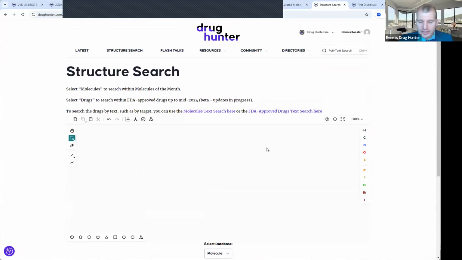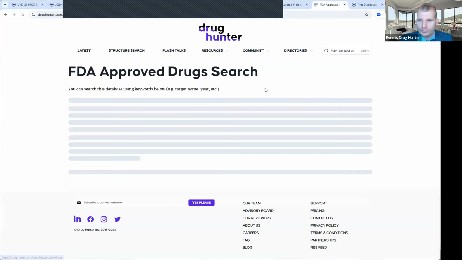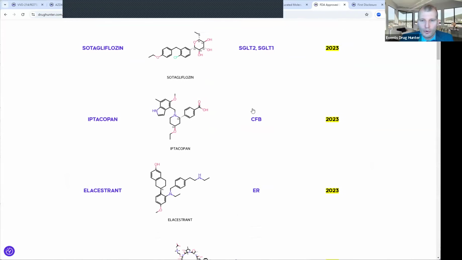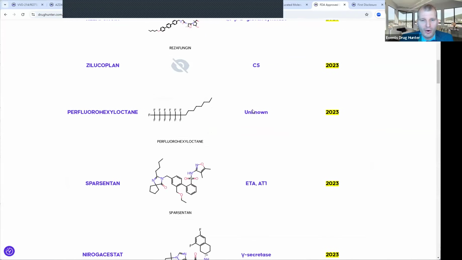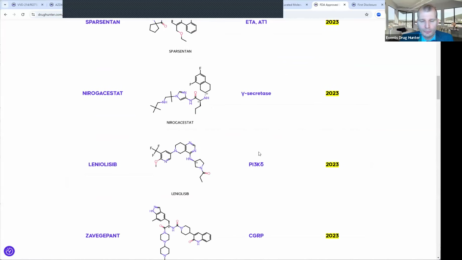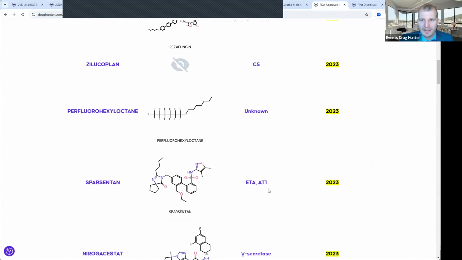And for that FDA-approved drug database, I also want to show that search feature here as well. So if you click here on the FDA-approved drug text search, now you can search that database by text. Where that comes in handy is you can, for example, see what were the types of drugs that were approved last year. How did their structure look? What are some of the mechanisms that are being approved? And some of the names. So you can really nicely search that by text as well.